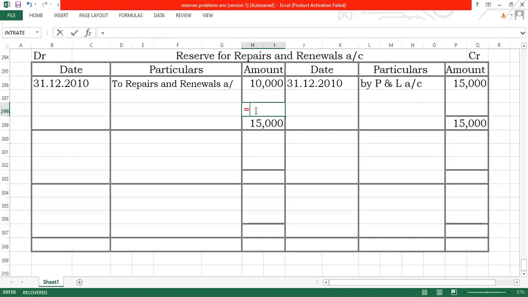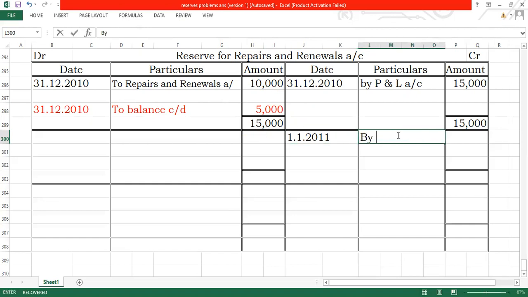So balance 5,000. Balance carried down. C by D, date 31st 12 2010. So the next is 1/1/2011, by balance brought down 5,000.